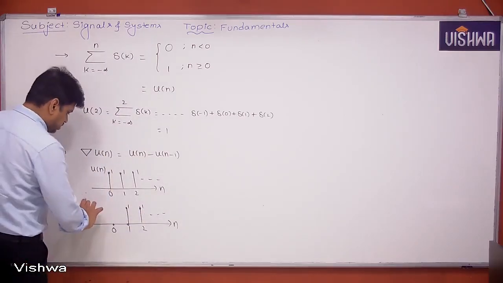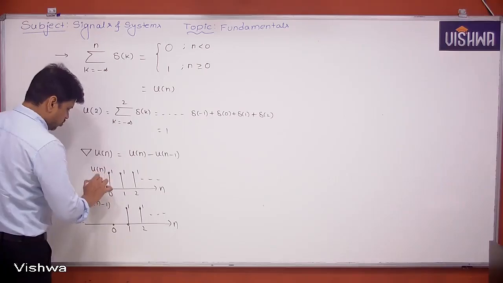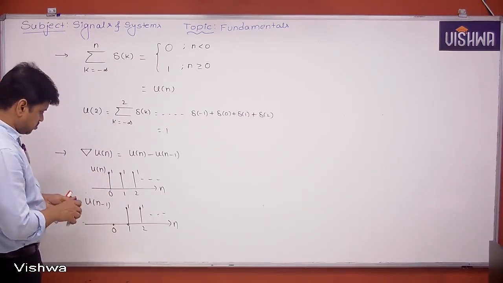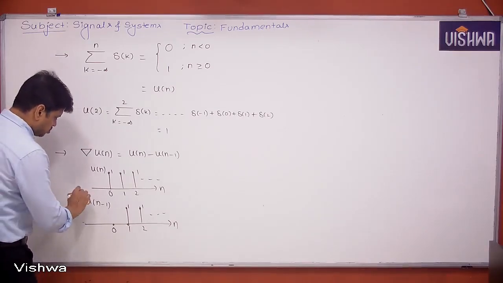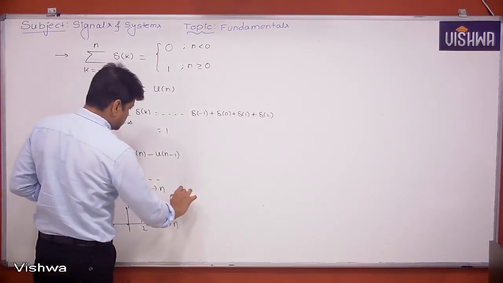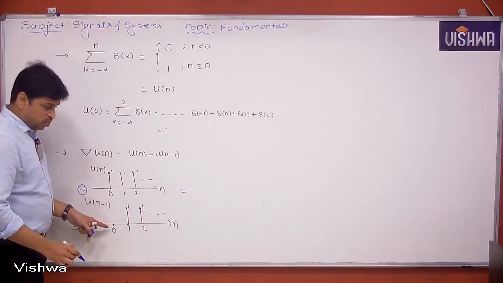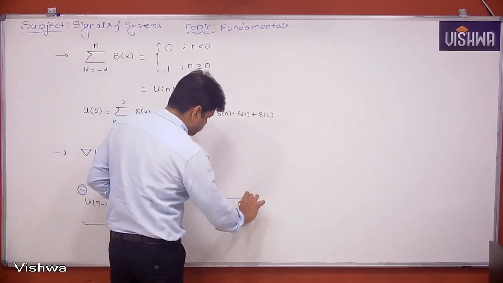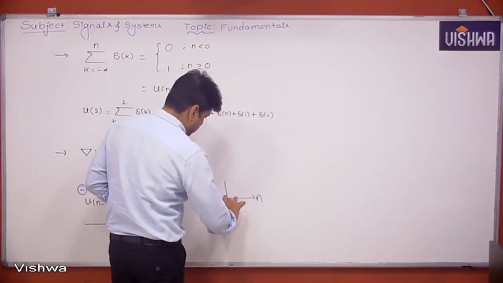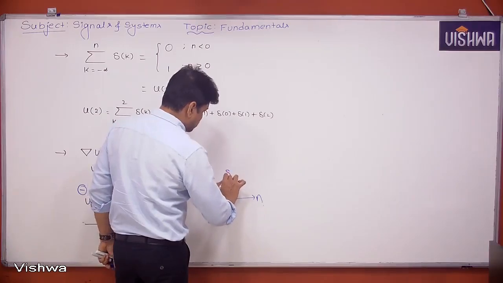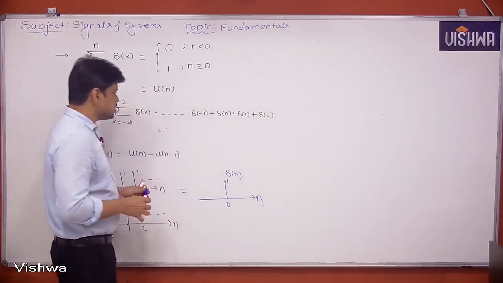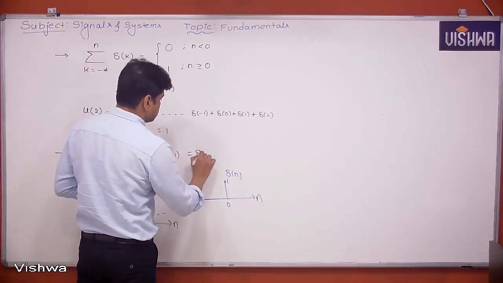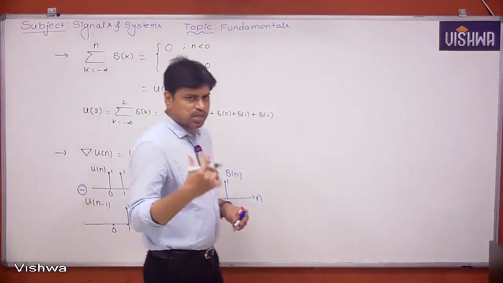If I subtract this u of n minus 1 from u of n, what is the result we are going to get? If I do the subtraction, the result is 1 minus 0, 1, then 1 minus 1, 1 minus 1, 1 minus 1, everywhere it's 0. So finally, we are left with, at 0, its value is 1, which is nothing but delta n. So the difference equation of u of n is nothing but delta n. Okay, please make the notes.